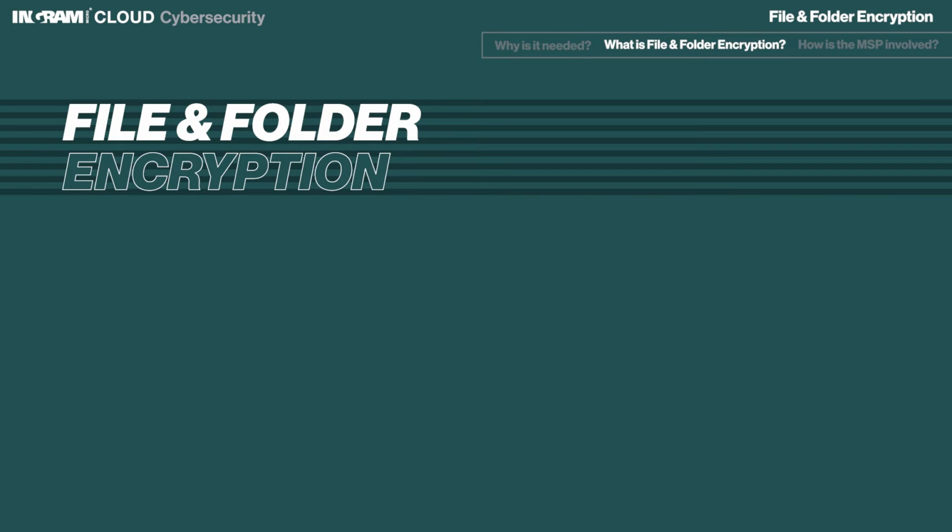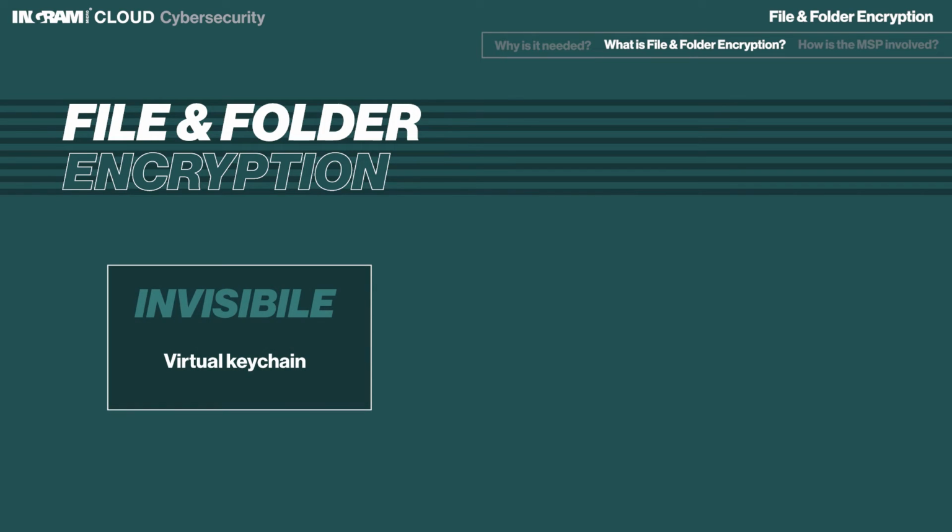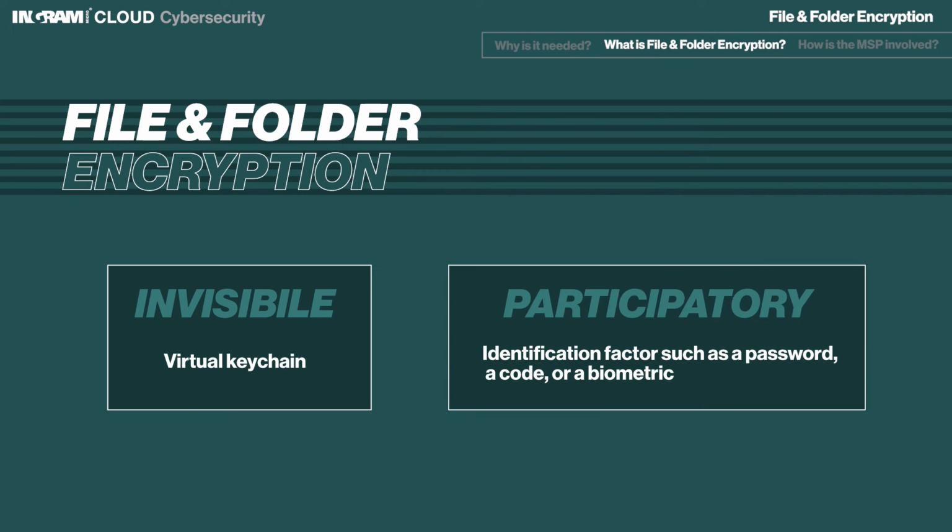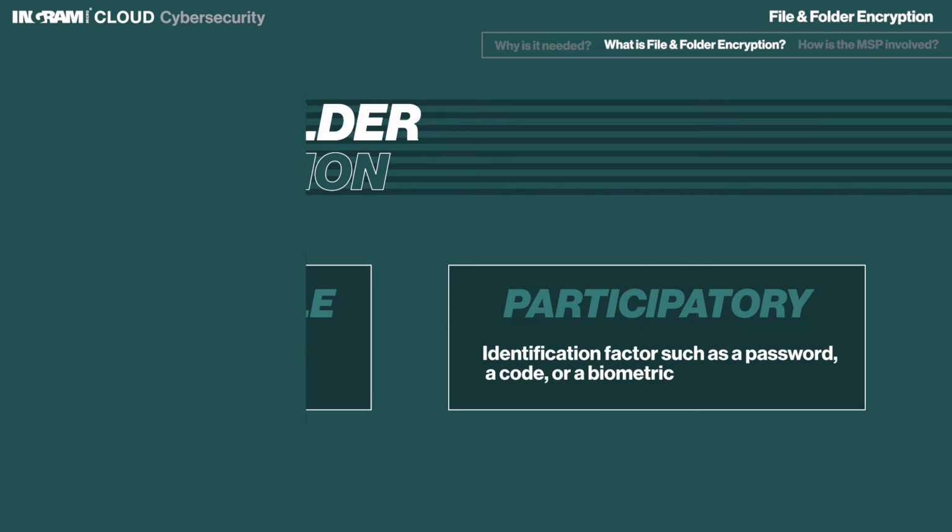To the end user, file and folder encryption can be invisible, or it can be participatory. For files that only belong to one person, they may have a virtual keychain that is always active to unlock the files as needed. Or more commonly, for files that will be shared, some type of identification factor such as a password, a code, or a biometric is used to verify the identity of the user. Once they are validated as trusted, they can use the file.